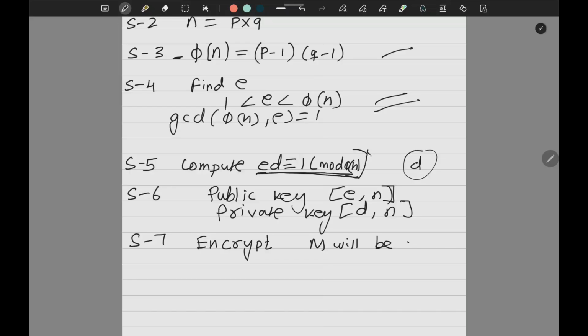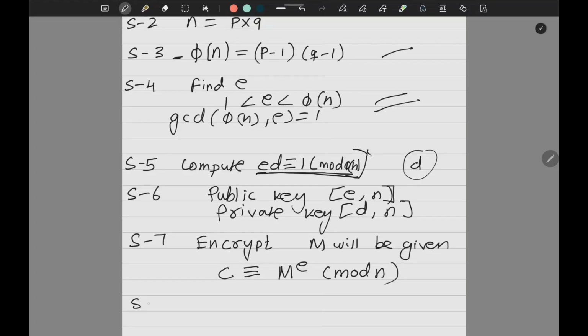Okay, they will give you the value of M and you will use the formula C congruent M to the power E mod N, and your C will be the answer.